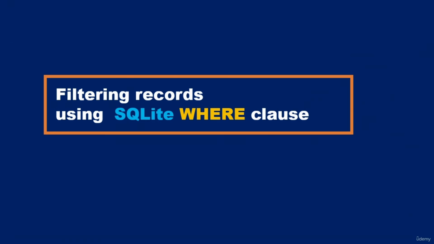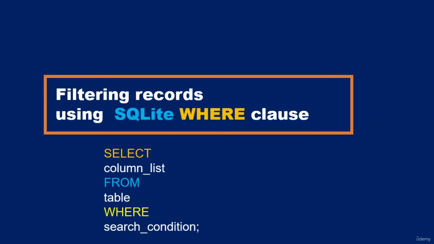So let's take a look at what a typical basic syntax will look like. So this is what a syntax will look like using the where clause in a select statement. So we select the columns, we specify the table, and then we use the where clause. And after the where clause, you specify the condition that will be used to filter the records that are returned from the database query.